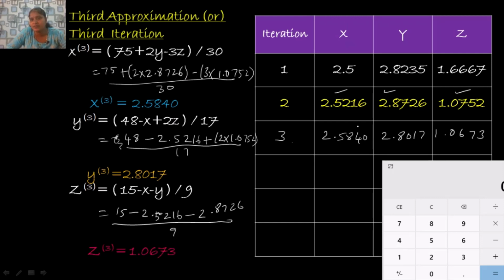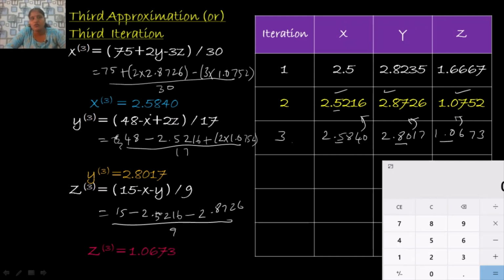Compare this value with the previous iteration value of x, y, z doesn't coincide. The values of x, y, z doesn't coincide up to 4 decimal places. So up to 1 decimal places it coincides, that is 2.5, 2.8, 1.0, but we need for these values of x, y, z correct to 4 decimal places. So we move on to the next iteration.